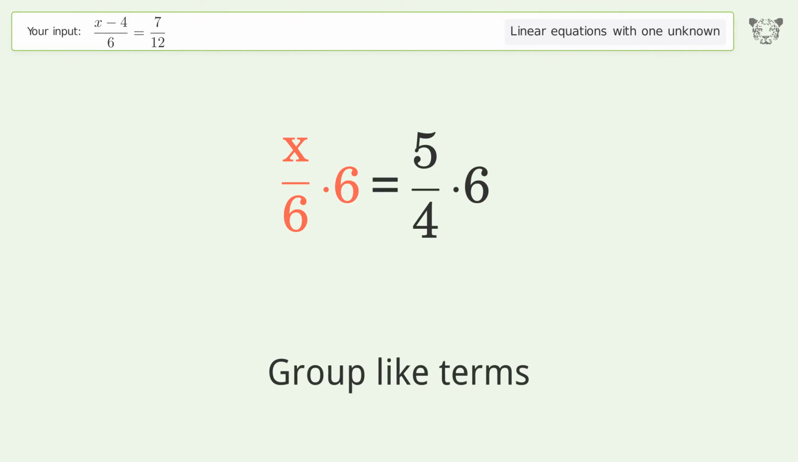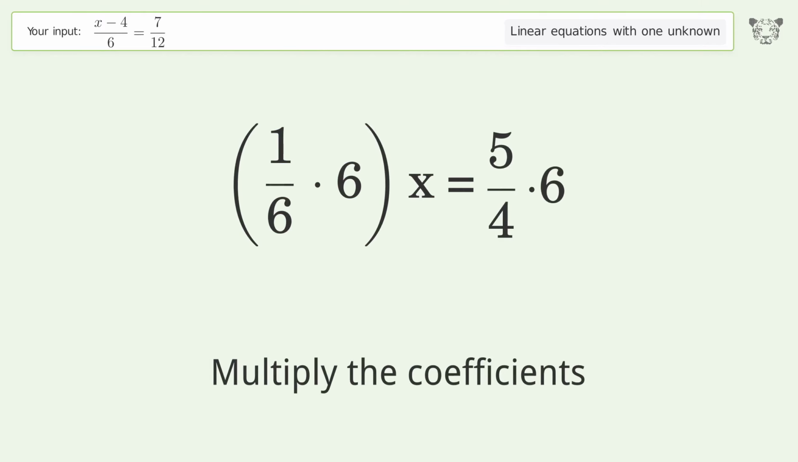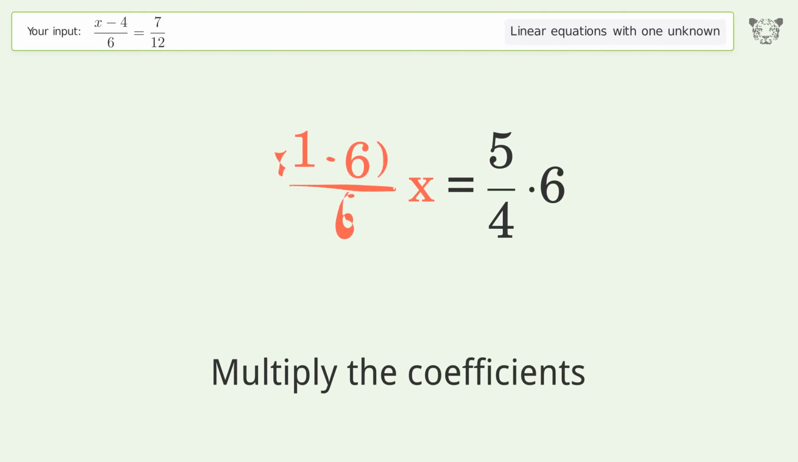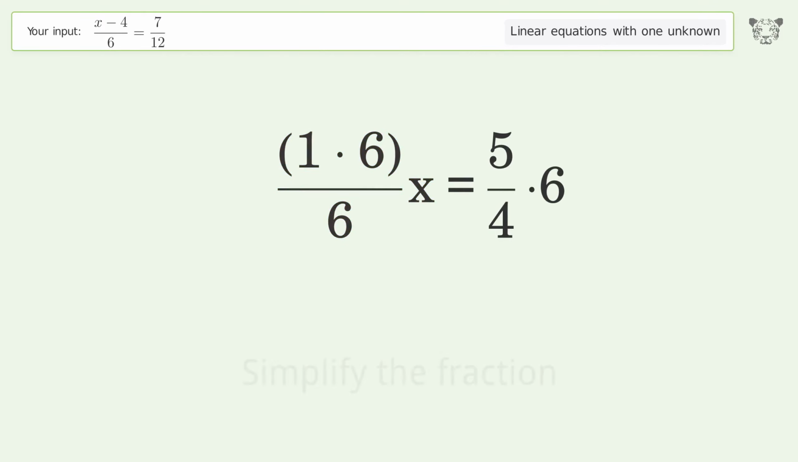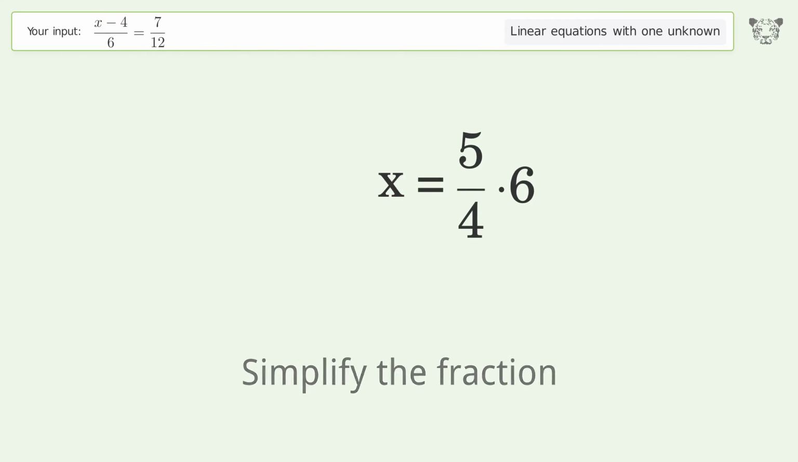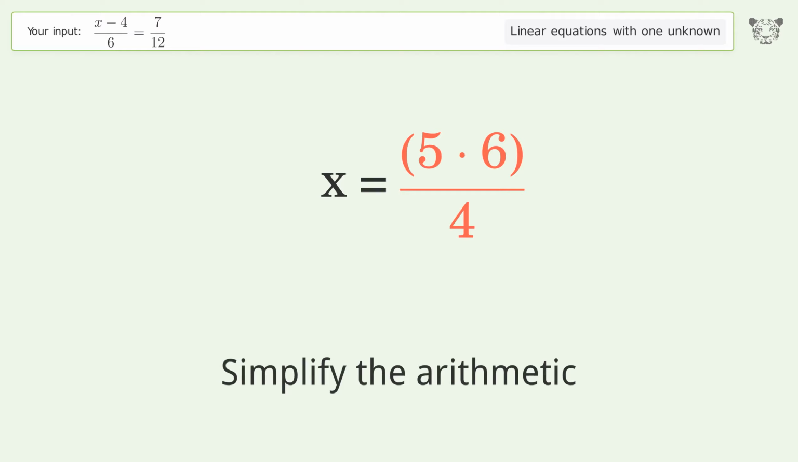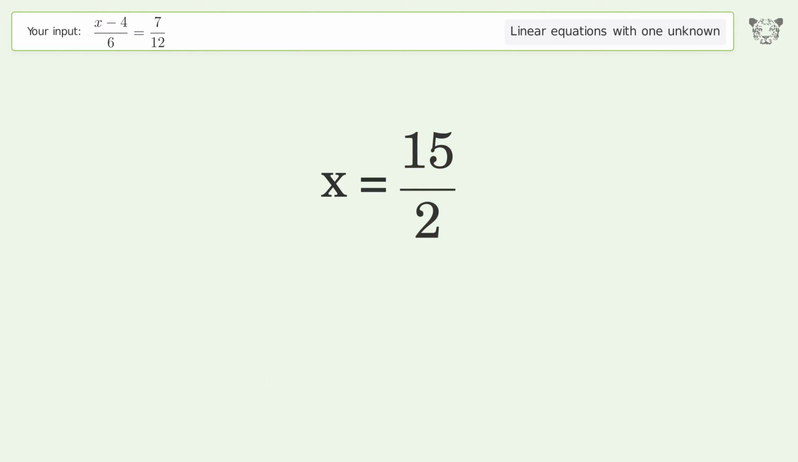Group like terms. Multiply the coefficients. Simplify the fraction. Multiply the fractions. Simplify the arithmetic. And so the final result is x equals 15 over 2.